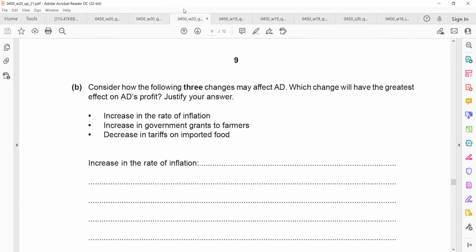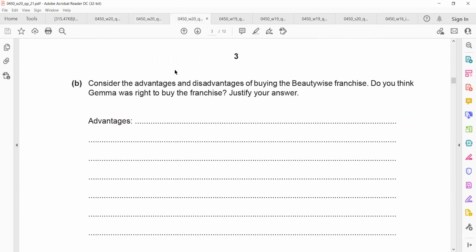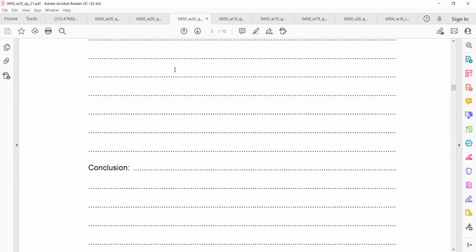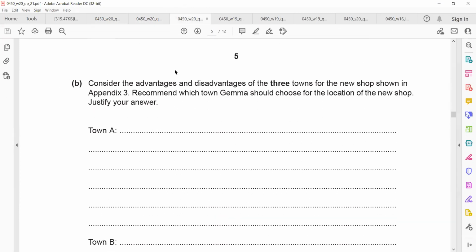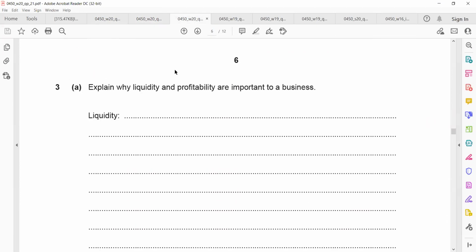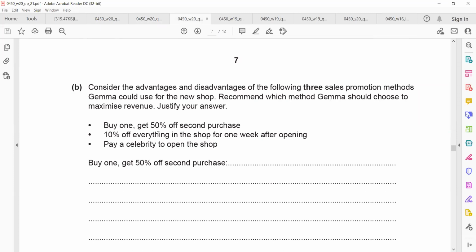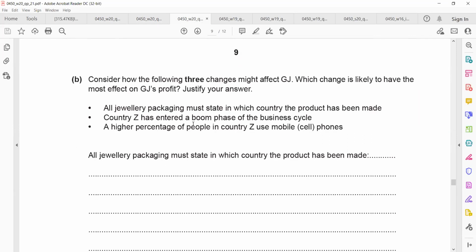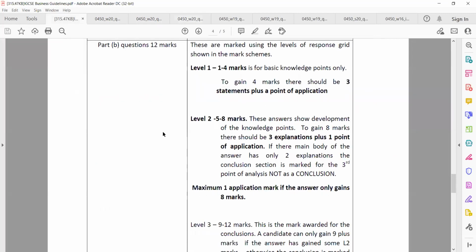3 sections. This one, advantage, disadvantage, conclusion, 2 sections. Town A, Town B, Town C, 3 sections and 1 conclusion. Buy one, get one. Buy one, get 50%, 10%, pay a celebrity, 3 sections. So 3 sections plus 1 conclusion, or 2 sections plus 1 conclusion.